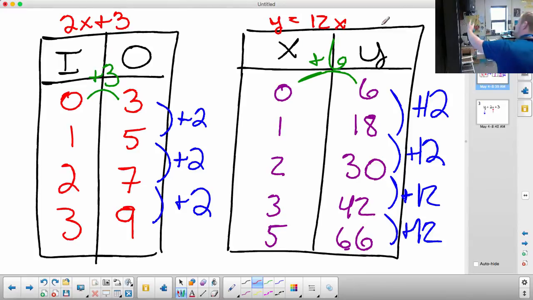Okay, we take the difference in the y column and put it in front of the x. Sometimes that's negative if it's going down. In this case, it's positive because it's going up. And then we take the difference only for 0. Not 1, not 2, not 3, not 5. What does it take to get from 0 to y? It takes plus 6. That's important. It has to be the 0 point. So try it. Plug in 5 and see if you get out 66. 5 times 12 is 60 plus 6, 66.